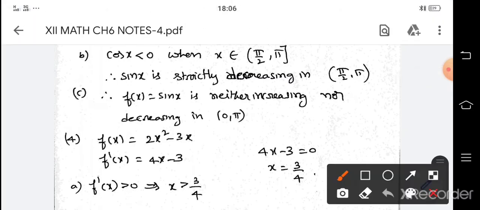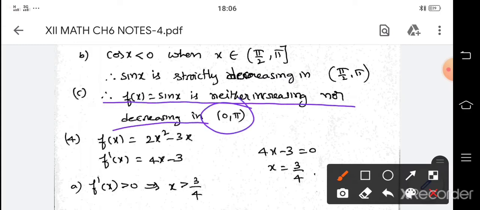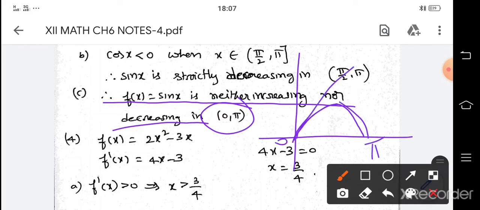Next, they are telling that it is neither increasing nor decreasing in the open interval (0, pi), because f of x is equal to sin x is neither increasing nor decreasing in 0 to pi. From 0 to pi the sin x graph is like this. That means it is increasing and decreasing. But from 0 to pi, it is neither increasing nor decreasing, right?